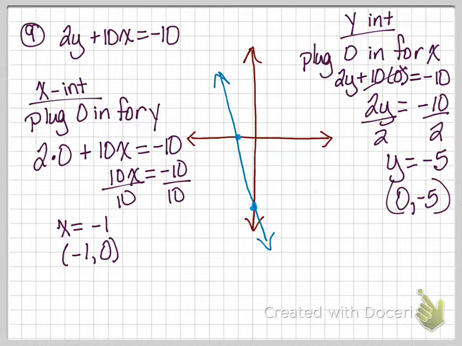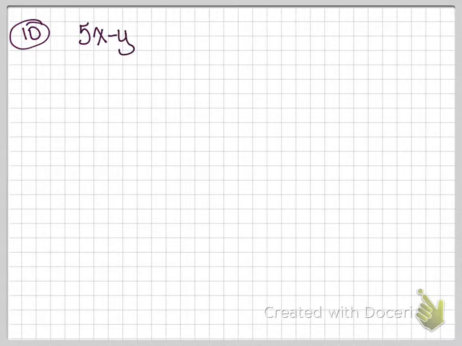Can I go to the next one? Am I good? Okay. The next one says graph using the slope and y-intercept. Hint, solve for y. So I have 5x minus y equals 3. I have to solve for y. I want to get it in y equals mx plus b format.